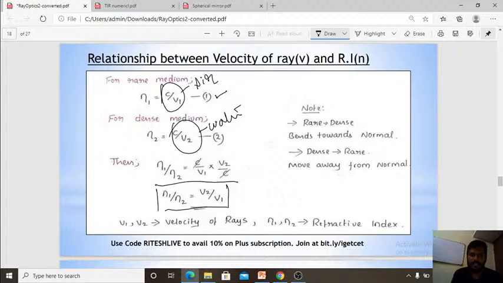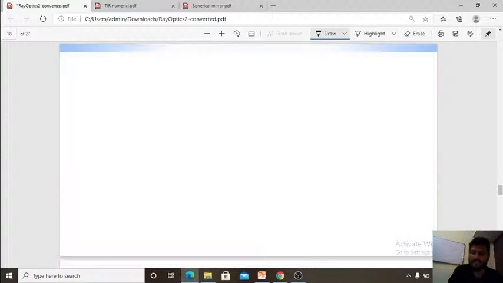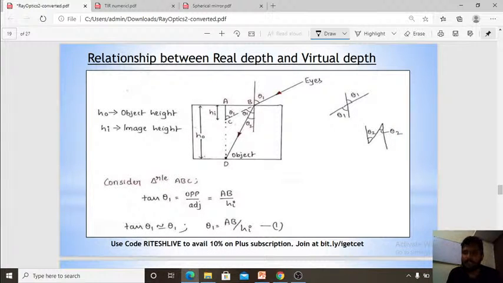So if they give you the velocity of light in the air medium and water medium, or the refractive index of any medium, then you can find the other refractive index. Similarly for the velocities. So hope you understood, my dears. Done. Next, a relation between real depth and virtual depth.